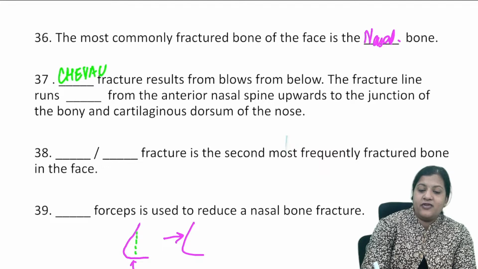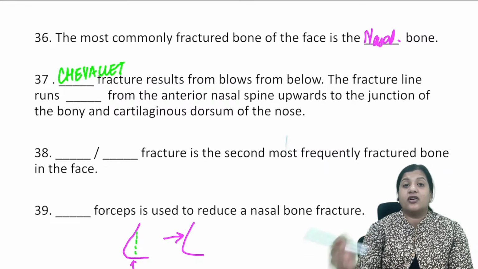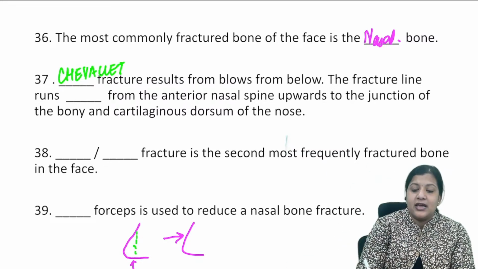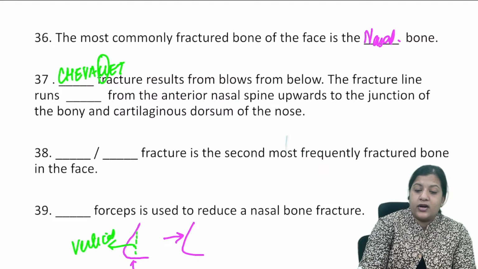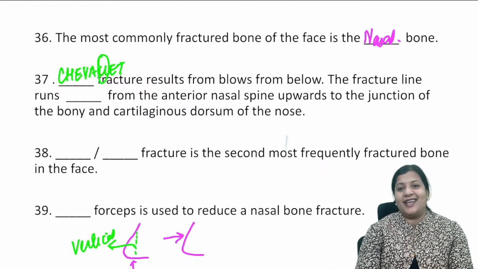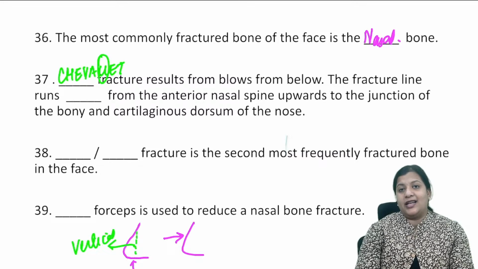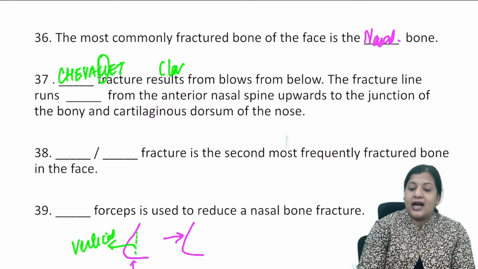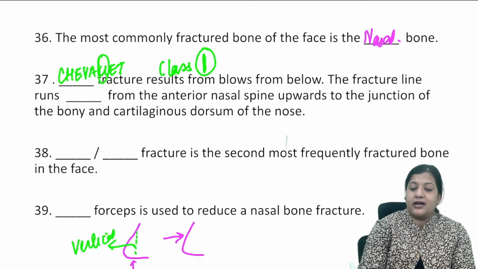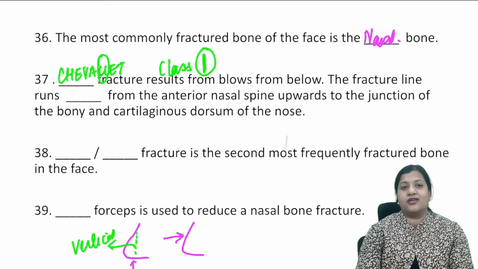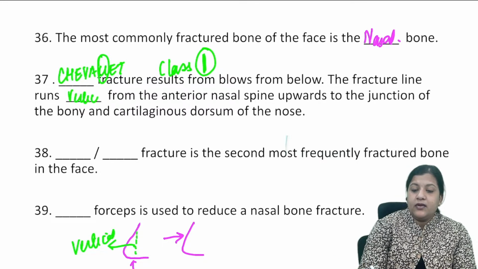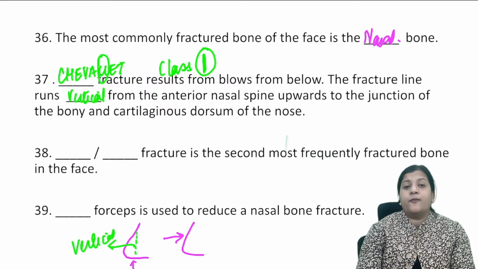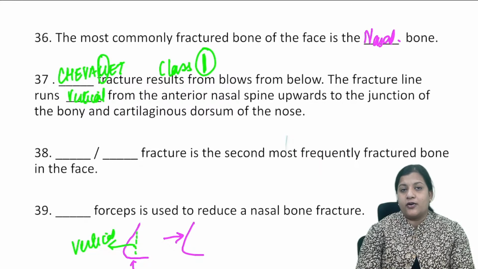So what is the name? It is called Chevalier's fracture. So in Chevalier's fracture, the fracture line is vertical. So remember that two vertical lines are there in which name? Chevalier. The fracture line is vertical. It is also called class 1. One vertical line, right? So class 1 fracture. And the fracture runs vertically from the anterior nasal spine upwards to the junction of the bony cartilaginous part of the nose.